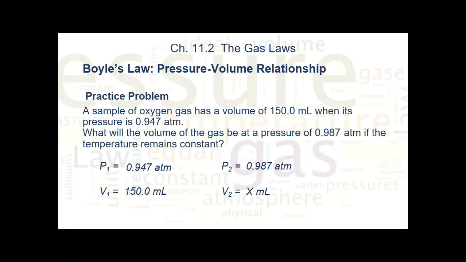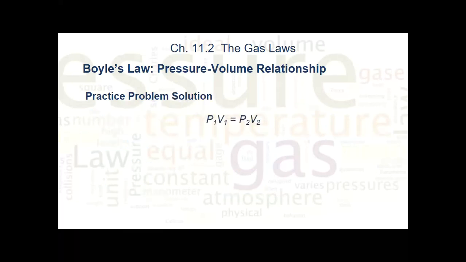Just by looking at the problem before we even set it up, we see that we had an initial pressure of 0.947. Our new pressure is 0.987. Pressure goes up, so that means our volume should go down. So when we solve this problem, we should have a smaller volume. V2 should be smaller than V1. Let's go ahead and solve it and find out.